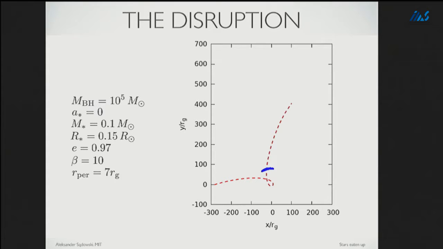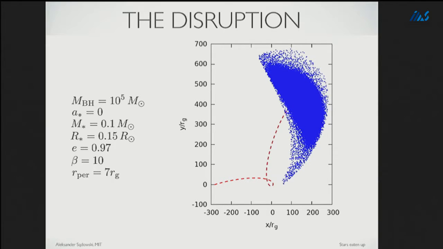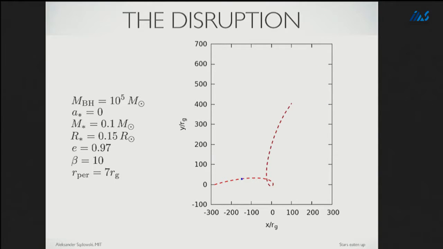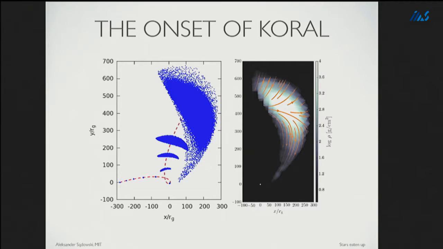It does not go to infinity. It's a bound star. All the debris is bound, so eventually all the gas will come back towards the black hole. And what we do, we take the snapshot of the SPH simulation just before the first particles come back to the black hole, and we translate it on the grid-based code. We translate it into Coral.